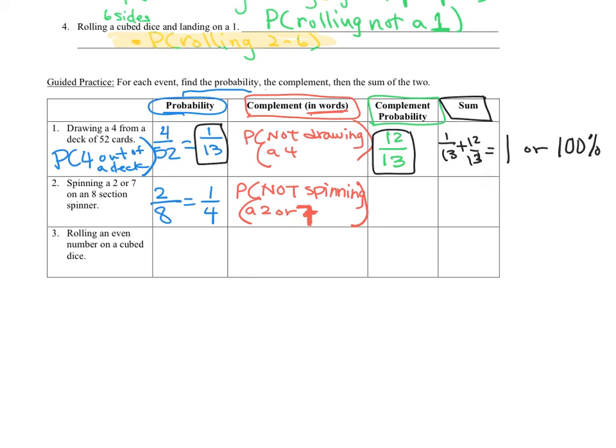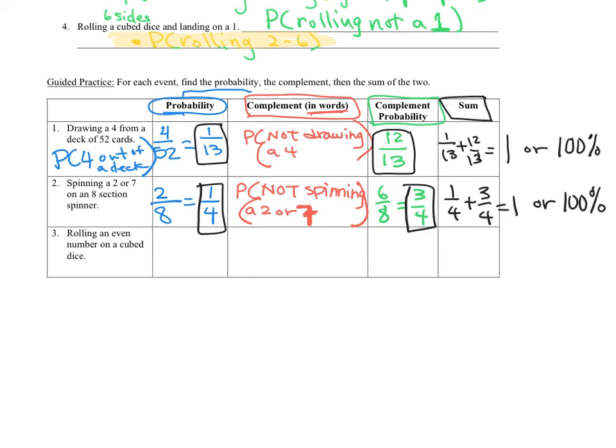Okay, so if we have 8 and we take 2 out, it's 6. So we have 6/8, which simplifies to 3/4. And then we have this number and this number. 1/4 plus 3/4 equals 1, or 100%.